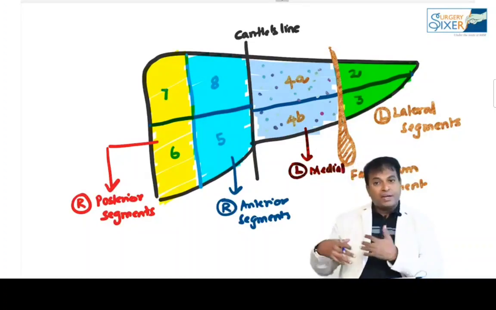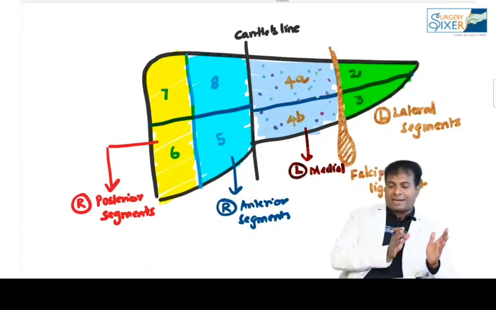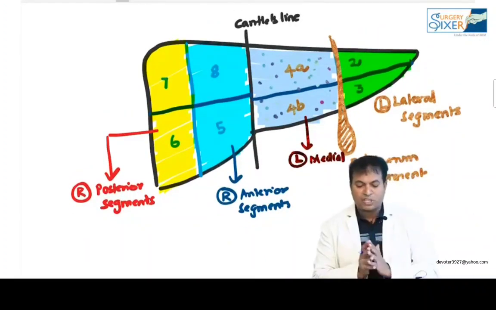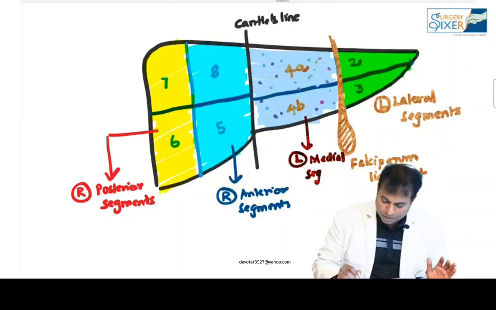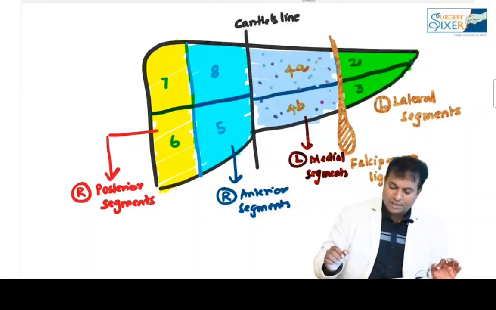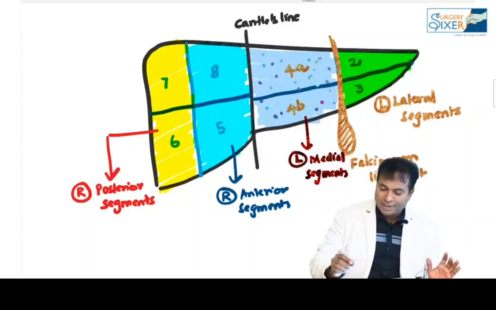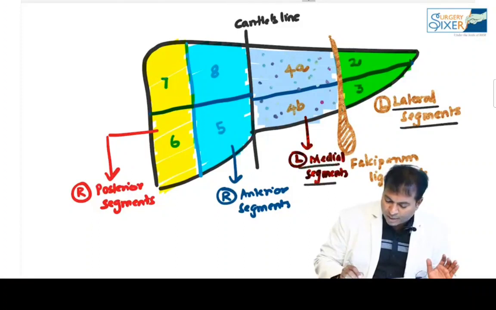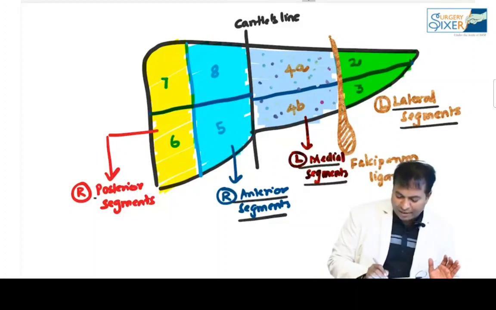So the right lobe is divided into anterior and posterior. The left lobe is divided into medial and lateral. Now this is the typical picture showing you the segmental anatomy, because I am going to explain questions based on this only. So please don't forget, the liver can be divided into 8 segments: 2, 3, 4A, 4B, 5, 6, 7, 8. 2 and 3 are known as left lateral segments. 4A and 4B are known as medial segments. Right side anterior is 5 and 8, right side posterior is 6 and 7.